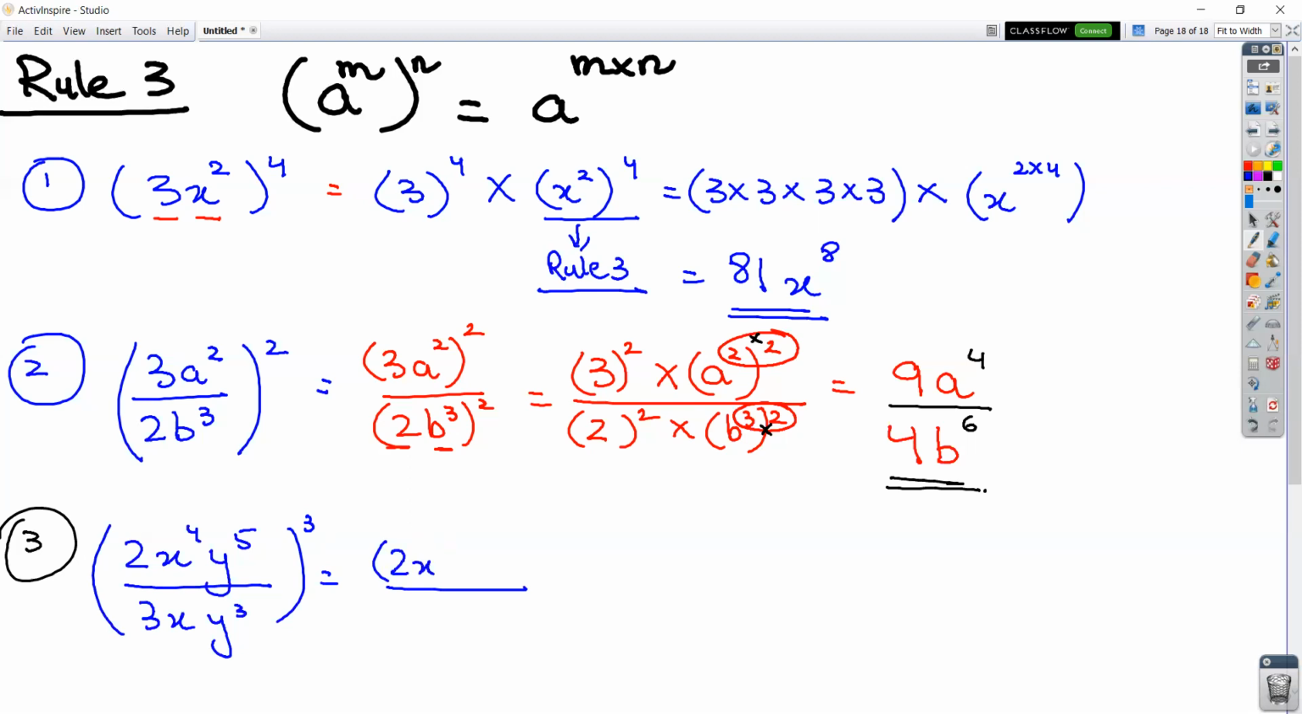So that's 2 x power 4, y power 5 having the whole power 3 outside the bracket. Same I'm going to do in the denominator, which is 3xy power 3, and there's a whole power 3 outside the bracket.